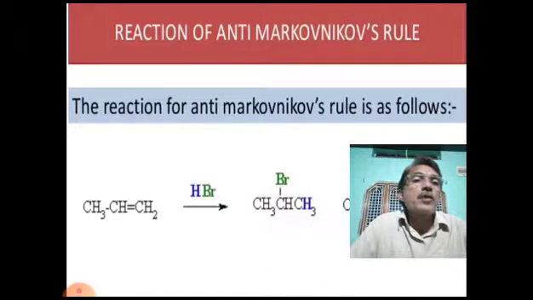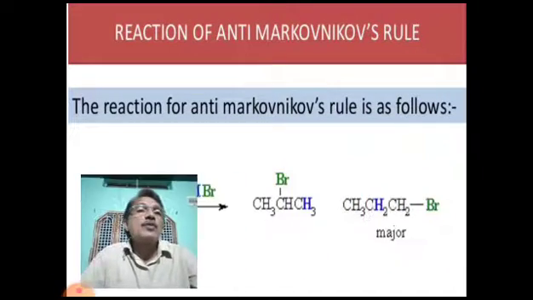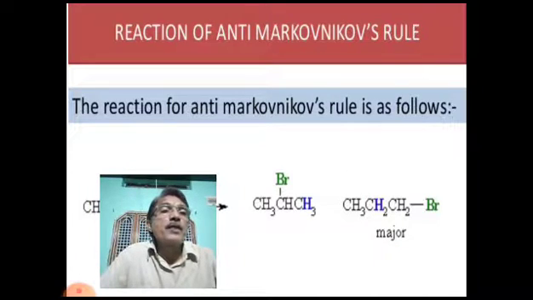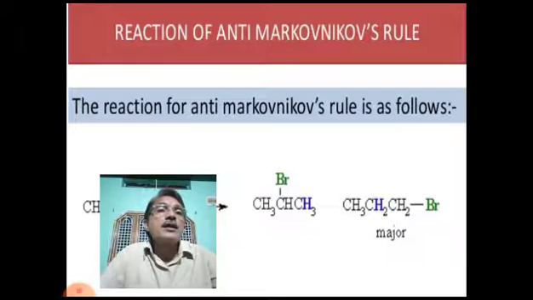According to anti-Markovnikov's rule, the negative part of the reagent is added to the carbon containing more number of hydrogens. When Br minus is attached, H plus will be attached with the other carbon, so that the product will be CH3CH2CH2Br. That is 1-bromopropane. 1-bromopropane will be the major product according to anti-Markovnikov's rule.